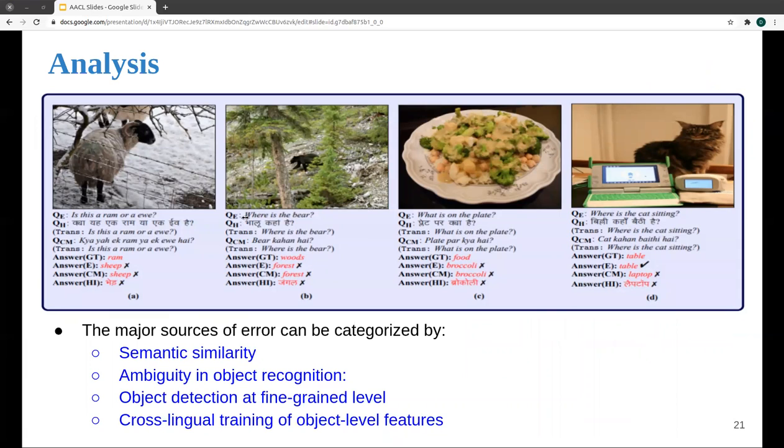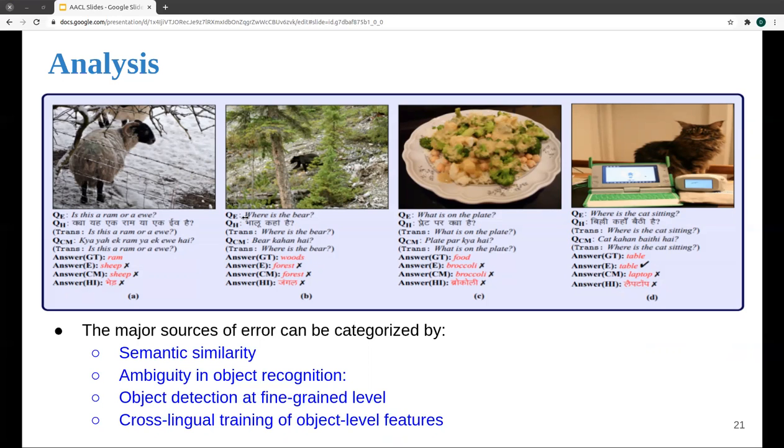Coming to the analysis, we perform a thorough analysis of the errors encountered by our proposed model on the English visual question answering and MCVQA datasets. We categorize four major sources of error. The first is semantic similarity. This error occurs when an image can be interpreted in two different ways based on the visual surroundings. In those scenarios, our model sometimes predicts an incorrect answer that is semantically closer to the ground truth answer.